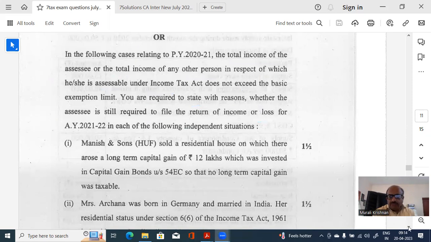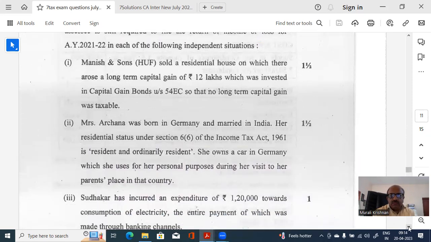1.5 marks, 1.5 marks, 1.5 marks, 1 mark. So that is 5 marks total.